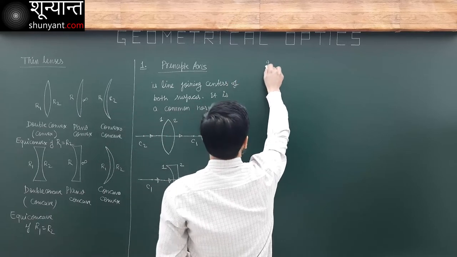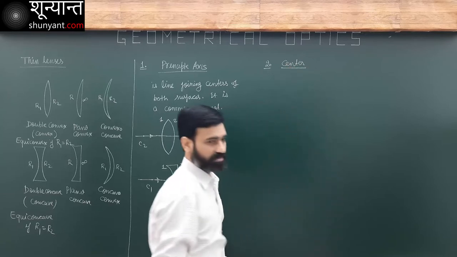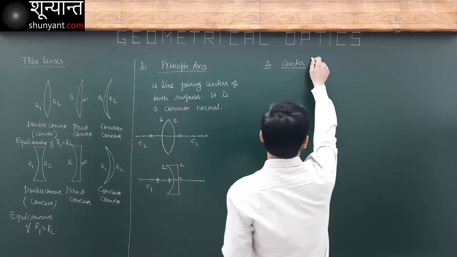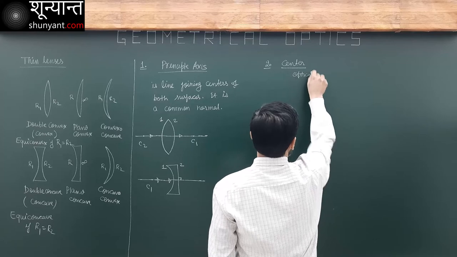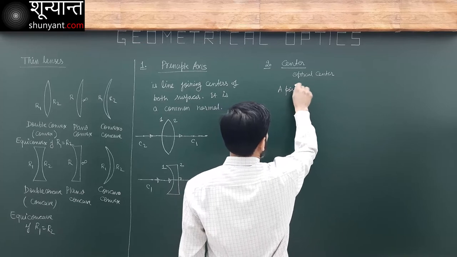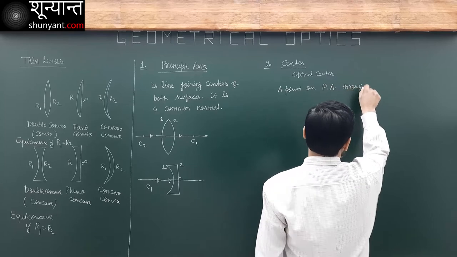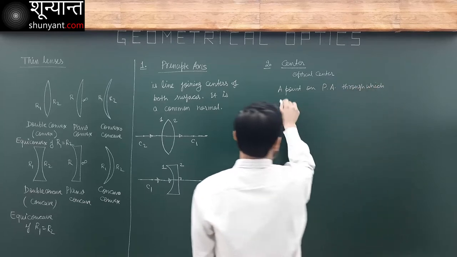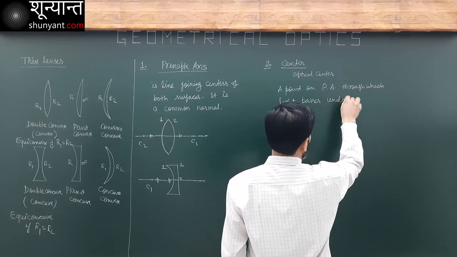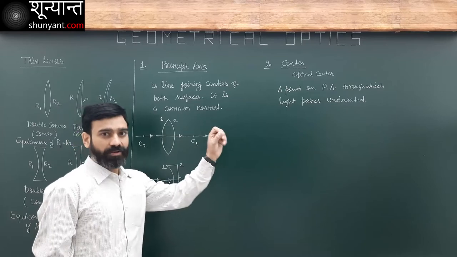Now, the second term is known as center of the lens, also known as optical center. Optical center is a point on the principal axis through which light passes undeviated. It's a point on the principal axis.